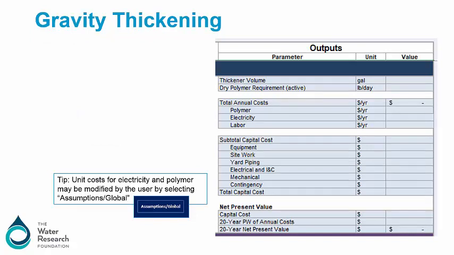The model-generated outputs include size of the gravity thickener, daily polymer requirement, total annual costs including polymer and electricity, capital cost for the gravity thickener, and 20-year net present value.